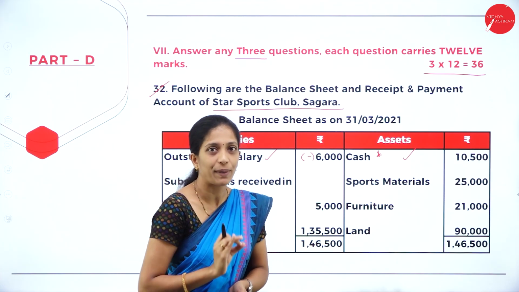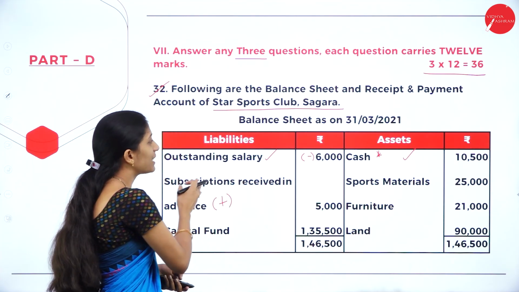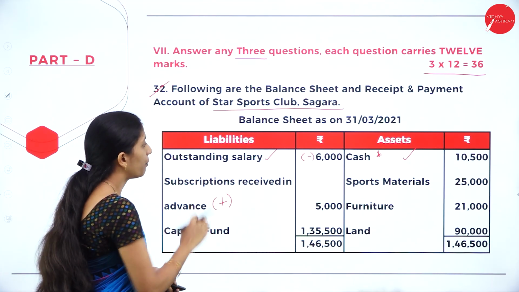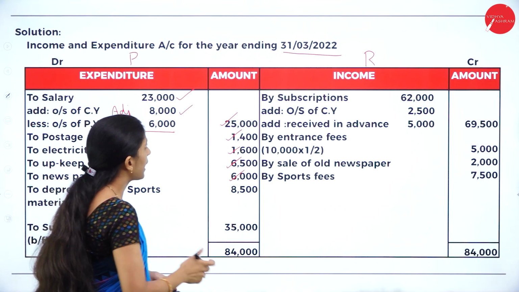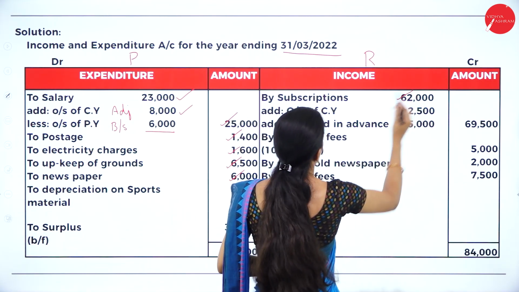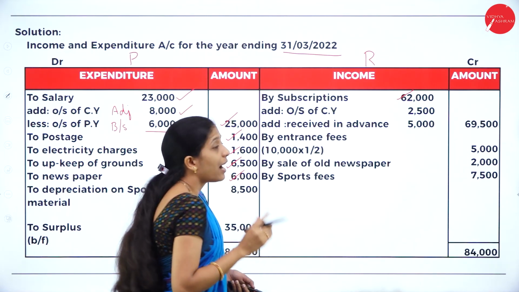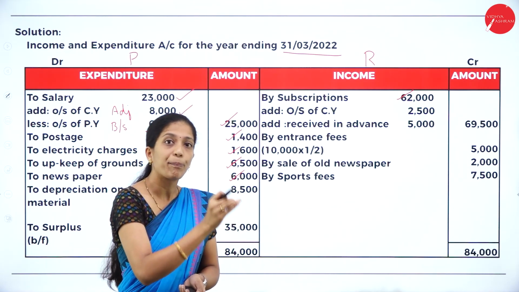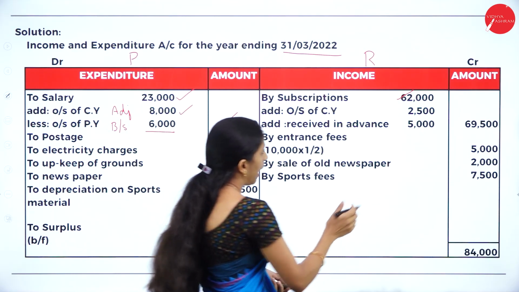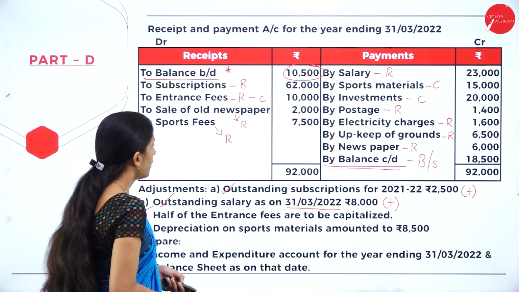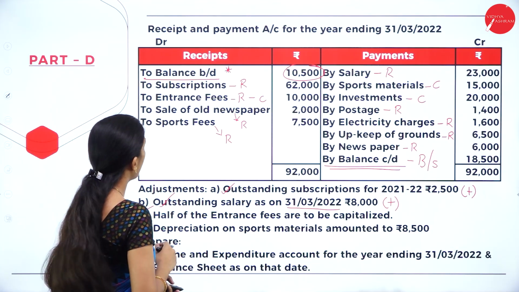Okay, so you have to be careful. So what do we do? This is of previous year, that is beginning of the year. So we have to add. How much? 5,000. So how do we take? By subscription 62,000, add outstanding of current year 2,500, add received in advance in the previous year 5,000. That is 69,500.